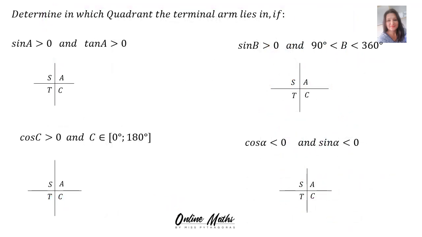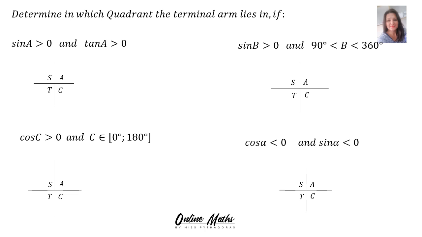Now, before I get to the actual sums that you can expect in the exam, I just need to explain something with you. The question says, determine in which quadrant the terminal arm lies in if, and then I give you two scenarios. Now, this is very important because this is how you will pinpoint in which quadrant your terminal arm lies.